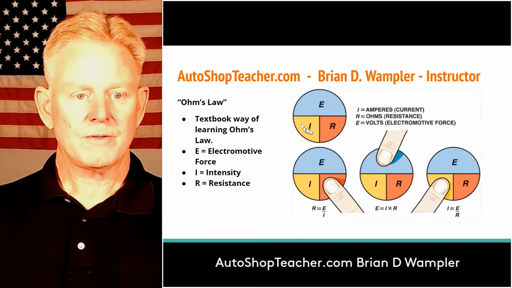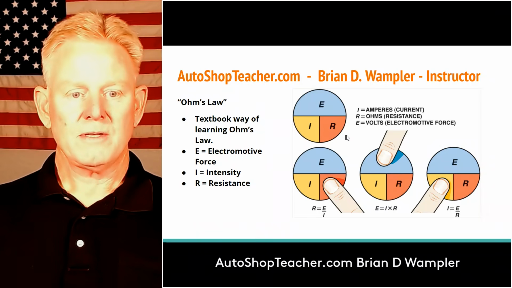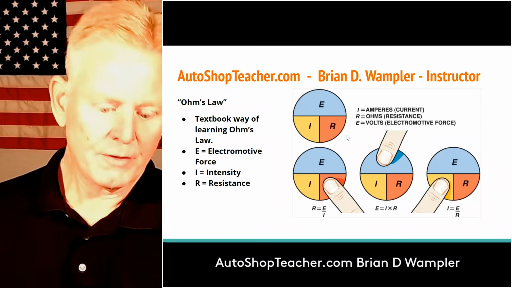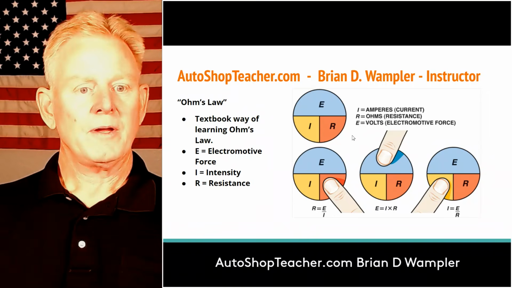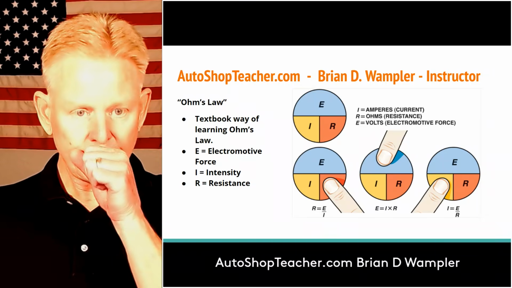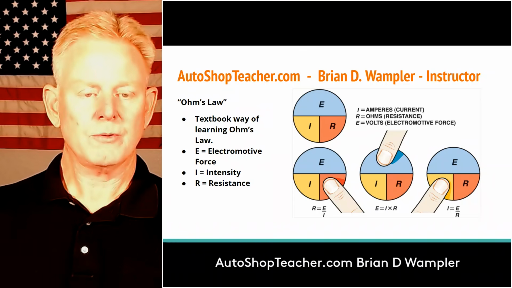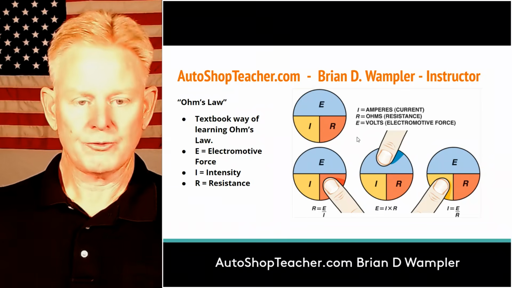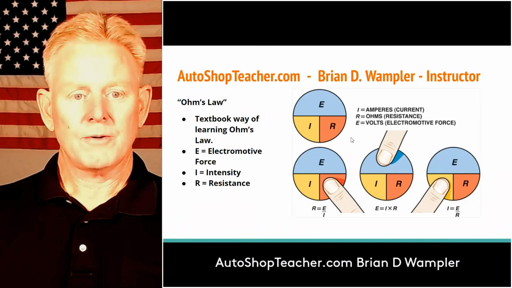You can see we have this circle with E, I, and R, and those represent a part of Ohm's law. Ohm's law was invented by a German scientist, George Ohm. After he discovered it, made it known, and it started being used, it was named after him, Ohm's, O-H-M apostrophe S, because it's named after George Ohm. And again, this is the textbook way of learning Ohm's law.